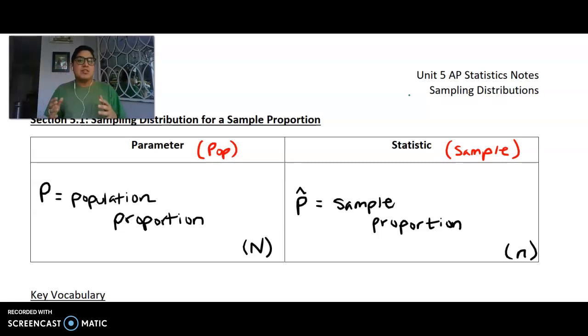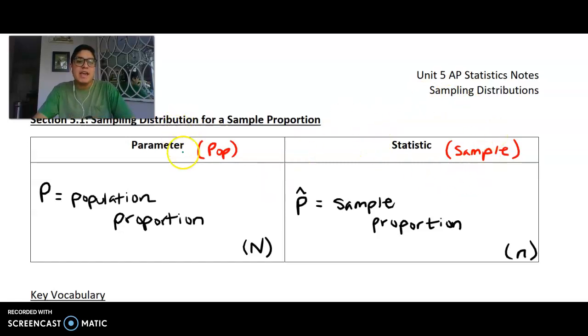Well, thinking back to Unit 3, we try to take representative samples so that we can generalize to a population, and a sample gives us some insight into the population. Now, we're going to be starting off with proportions, which is dealing with categorical data. So there are two types of things that we need here.